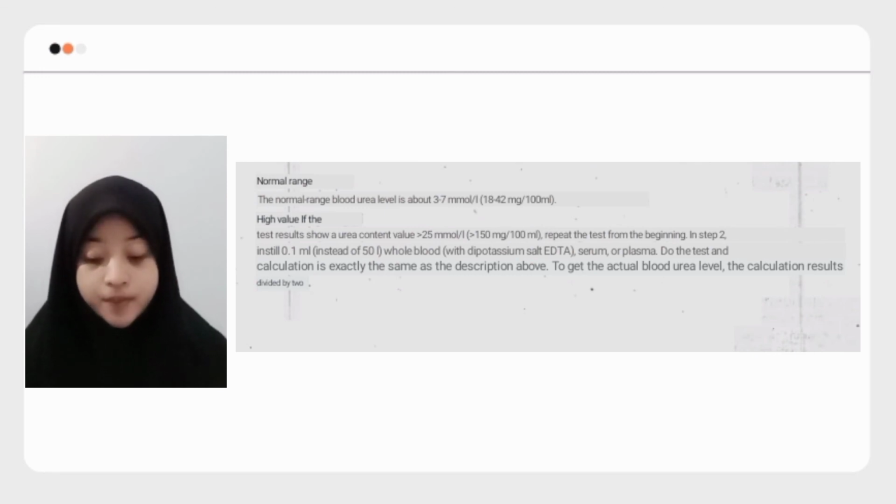In step 2, instill 0.1 ml instead of 50 microliters of whole blood with potassium salt EDTA, serum or plasma. Perform the test and calculation exactly as described above. To get the actual blood urea level, the result of the calculation is divided by 2.